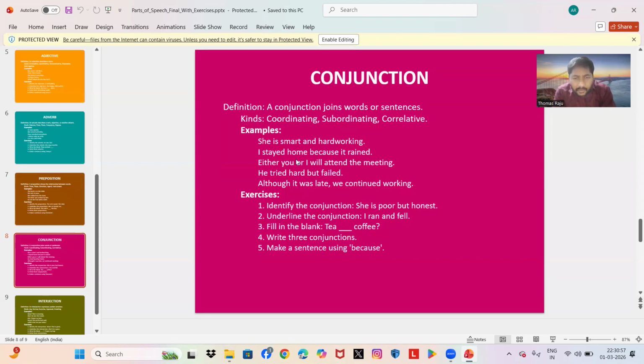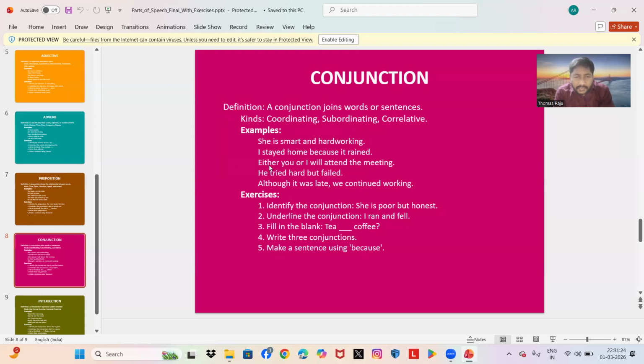I stayed home because it rained. I stayed home is a sentence. It rained is a sentence. So here the word because is connecting these two sentences or these two clauses. So because is a conjunction because it is connecting these two.